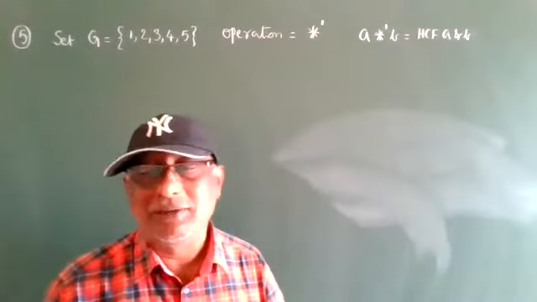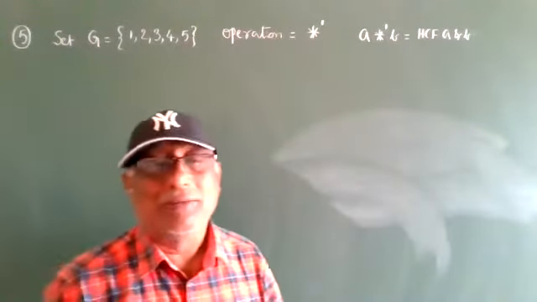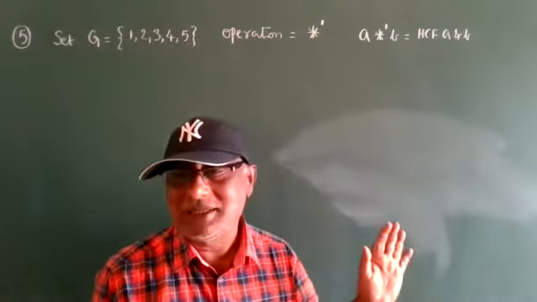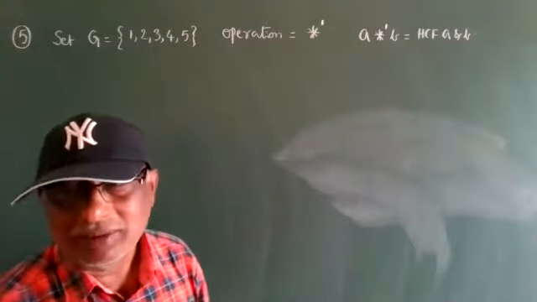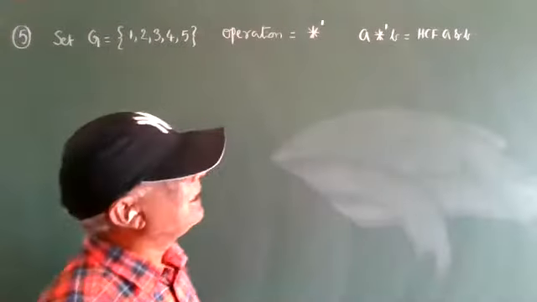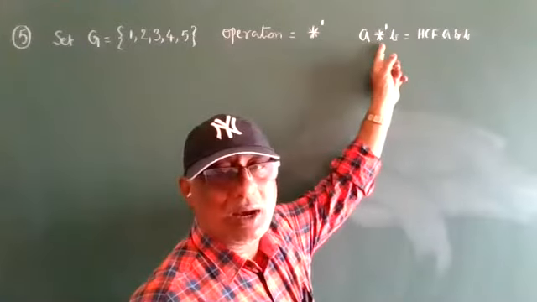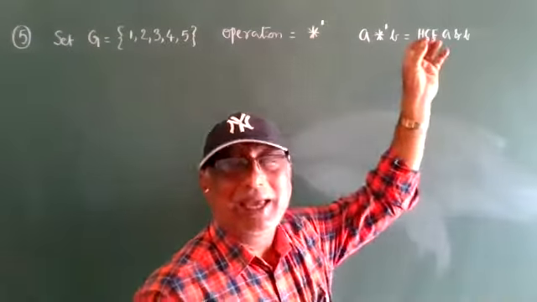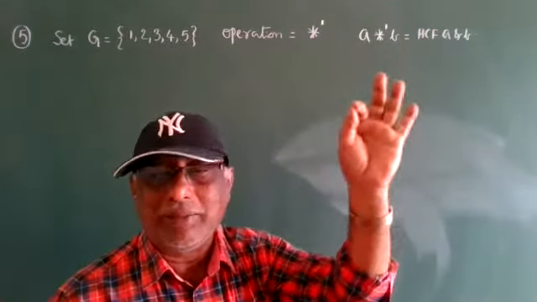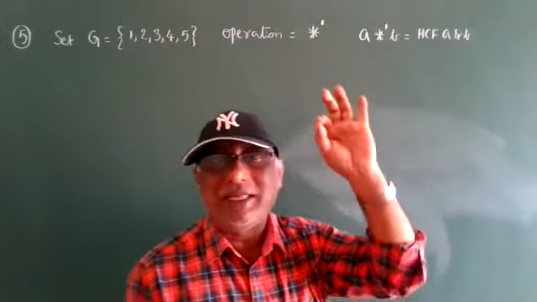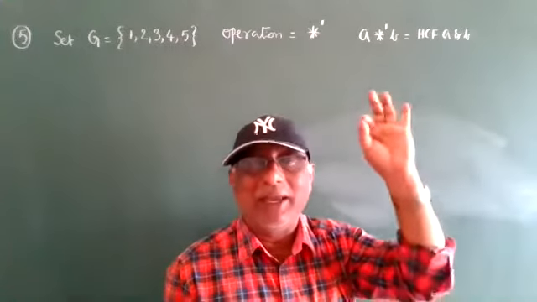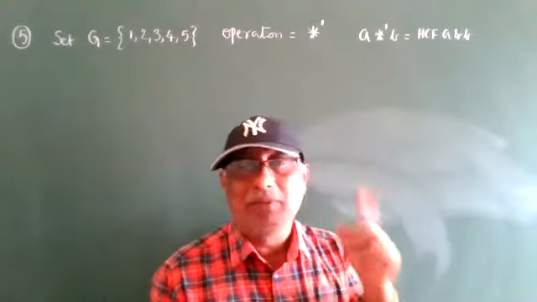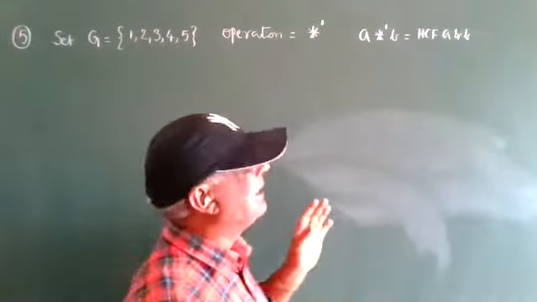The dash has no special meaning. Star dash is just star; you just give it the dash. That's enough, no meaning for that. So here is the star dash operation, defined by HCF of A and B. HCF means we should take the common factor of A and B. Is it clear, everyone?